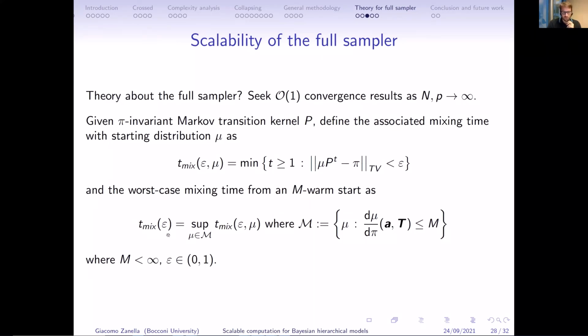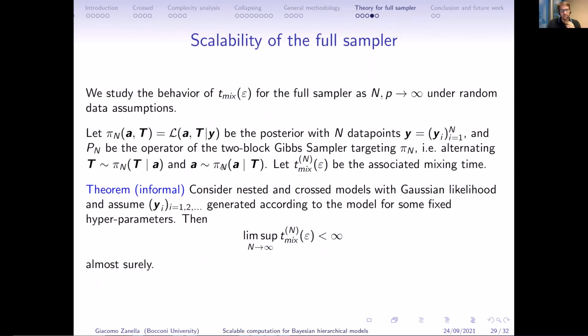And we want to study how this behaves for collapsed Gibbs as n goes to infinity. In particular, as I said, we're going to study the behavior of T mix epsilon as both n and p go to infinity, and we're going to take a random design, a random data assumption. So it will be an average case analysis. To do that, we define a sequence of target distributions, which we denote as pi n, which are the posterior distributions when observing n data points, and we will have both n and p. So p will be a function of n, and it will grow with n.